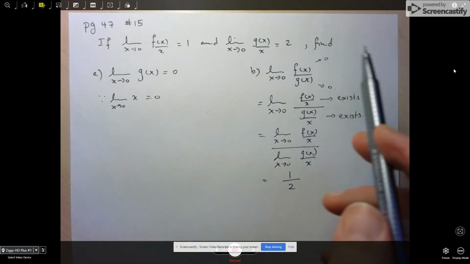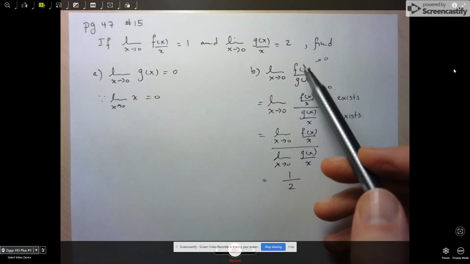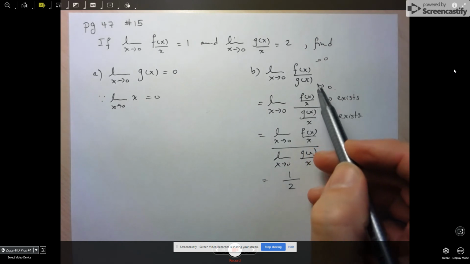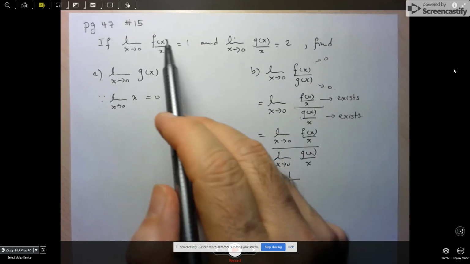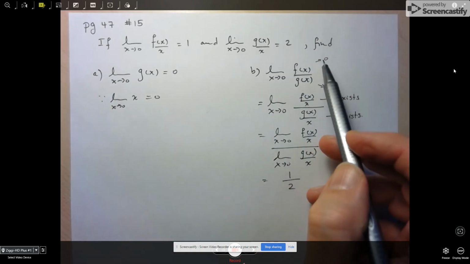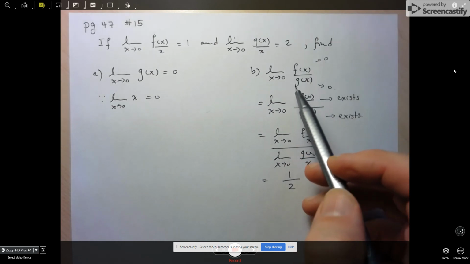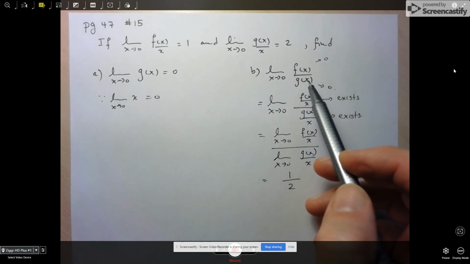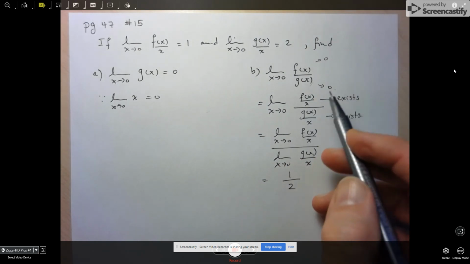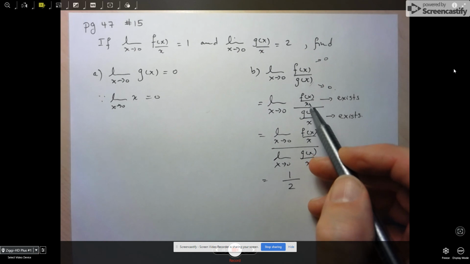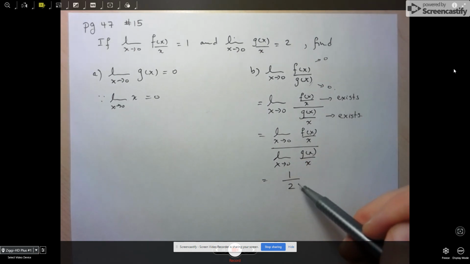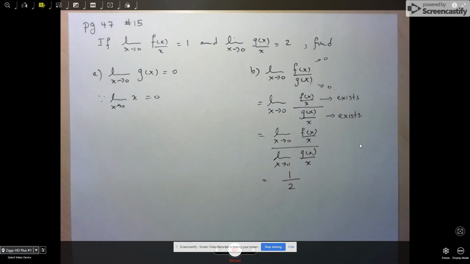And then here I have the limit as x approaches 0 of f of x over g of x. I've already shown that g of x approaches 0, and I made an argument that f of x must also approach 0, meaning that this limit may or may not exist. And so the conclusion is that I have to do a little more work. So here I just use a little algebra trick by dividing both numerator and denominator by x, and I was able to solve for the value of the limit. Okay, that's it for this one.